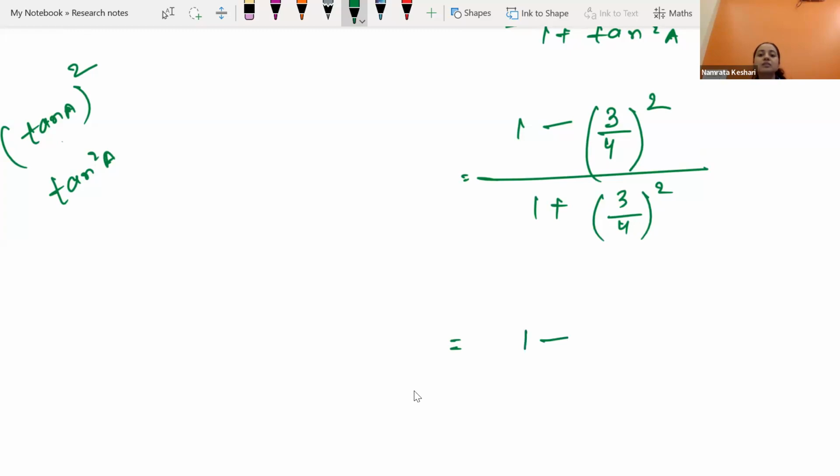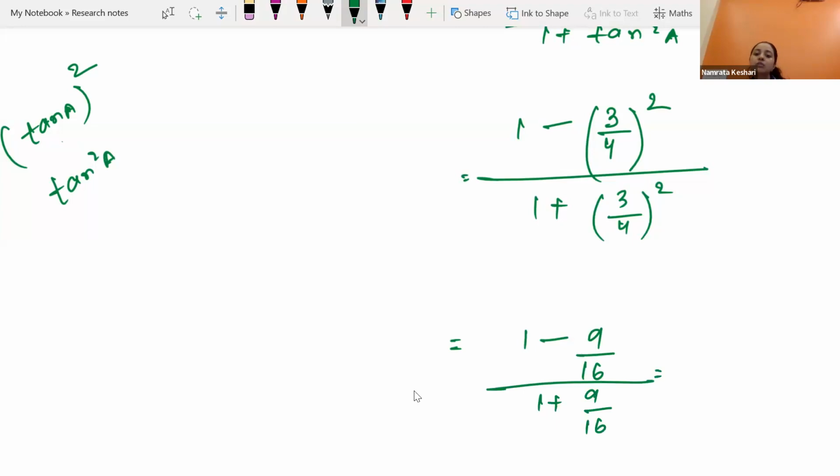1 minus, first we'll do the square. We know whenever a fraction has a power, we give the power to the numerator and to the denominator. So what will be the result over here? 3 by 4 whole square is what? Yes, 3 by 4 complete square is what? 9 by 16. Perfect. Similarly, 1 plus 9 by 16.